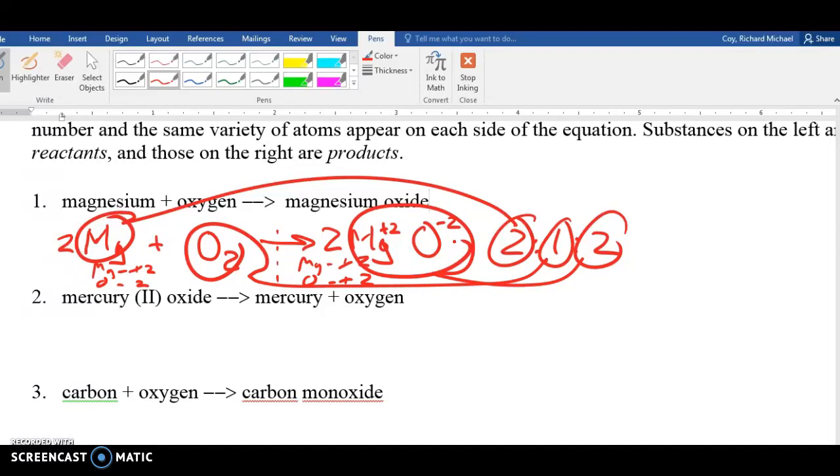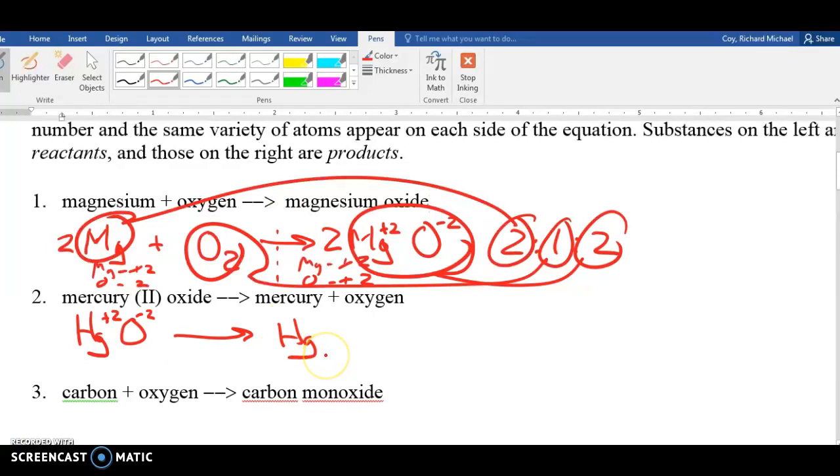Mercury(II) oxide turning into mercury and oxygen. All right, mercury(II). Mercury is Hg. What's that Roman numeral mean? It means it's plus 2. Oxide is O. What's the charge on oxygen? -2. The oxide ion, that is, neutral. Good. It breaks down into mercury, Hg.